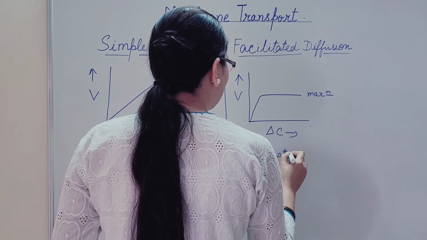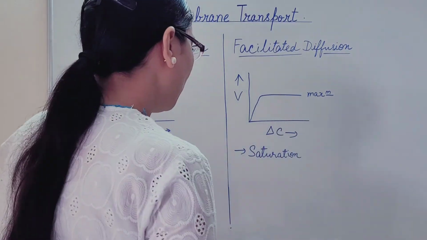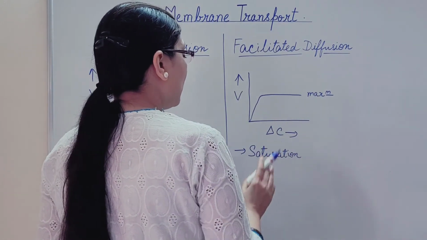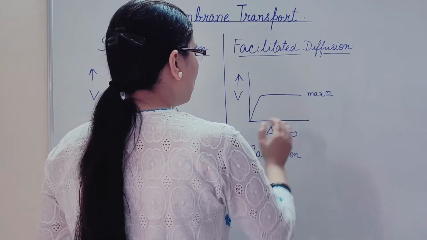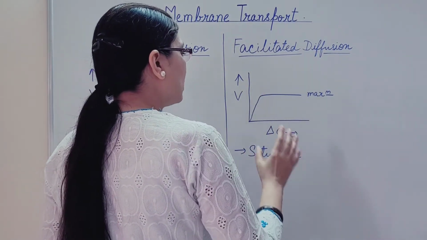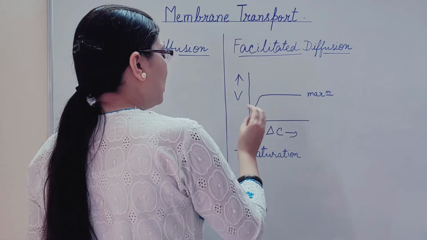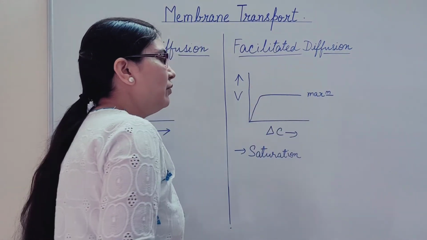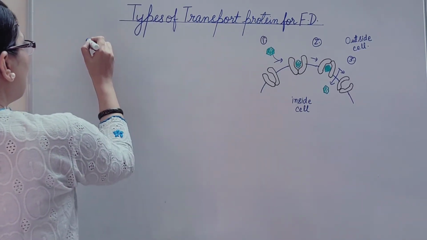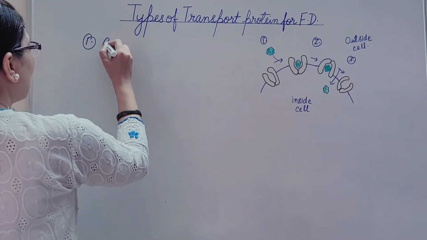This is because facilitated diffusion involves transport proteins, and in the plasma membrane, these transport proteins are limited in number. As the concentration of the solute increases, the rate increases, but when all the transport proteins are occupied, further increase in the solute concentration does not affect the rate of facilitated diffusion. Types of transport proteins that mediate facilitated diffusion.